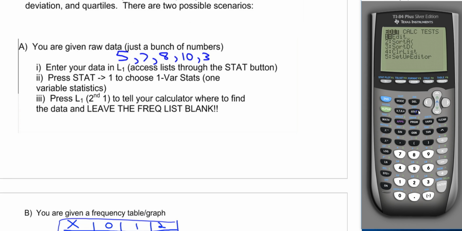I cannot stress that enough, by the way, when I go back there, because it is super important. I have seen so many people get something wrong because they left that. A lot of times your calculator leaves L2 there. Don't do that.